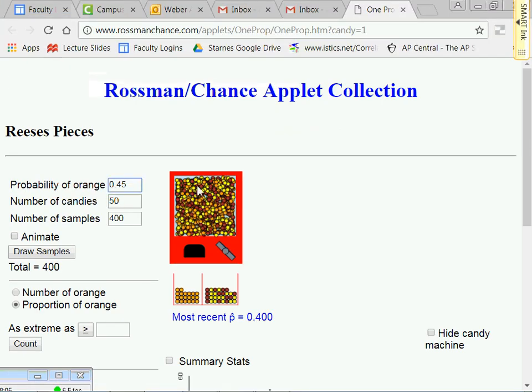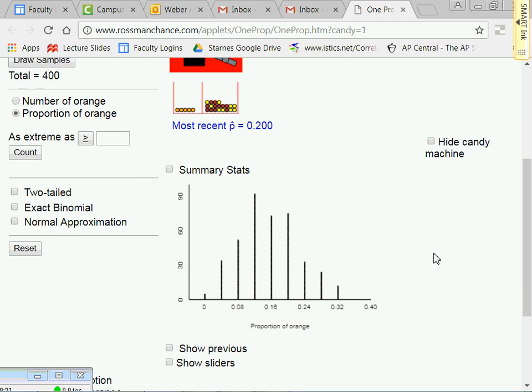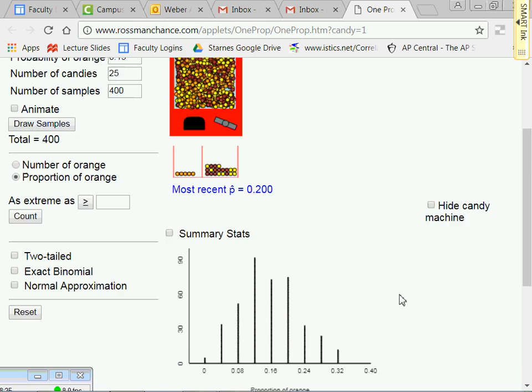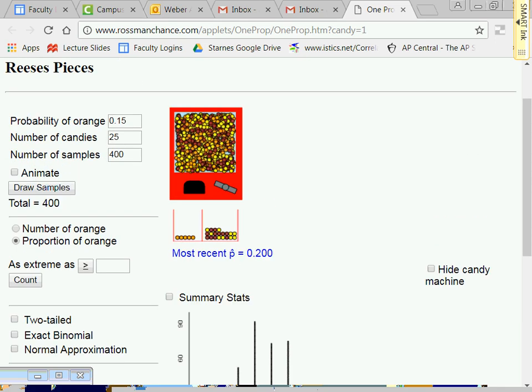Let's investigate. So I'm going to change this so the true number of oranges in there is only a proportion of 15%. And I'm going to change this back to 25, maybe. There we go. And I'm still taking 400. Does that look symmetric? Kind of. I don't know. Right? A little less. It's a little more questionable.